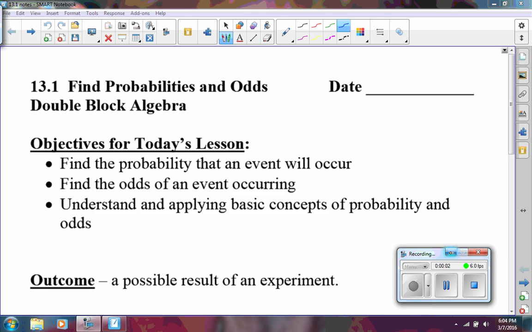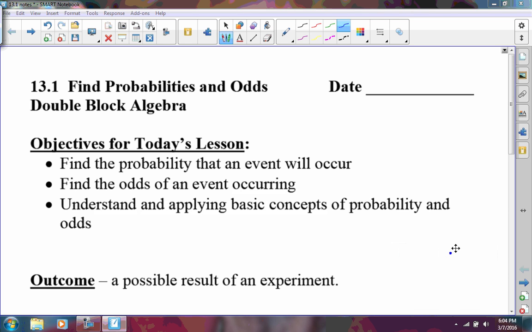Welcome to Mrs. Neller's notes for her double block algebra class. These are the notes for section 13.1 entitled Finding Probabilities and Odds.